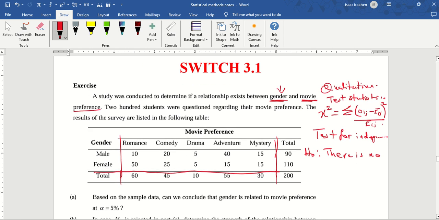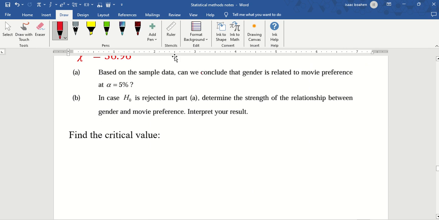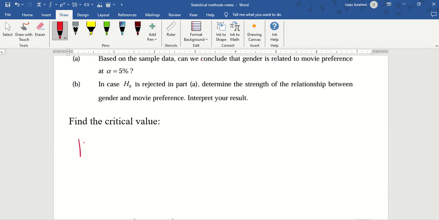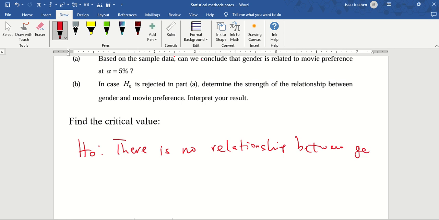Let me go down and write it here. My null hypothesis is going to be: there is no relationship between gender and movie preference. So that is for the null hypothesis.